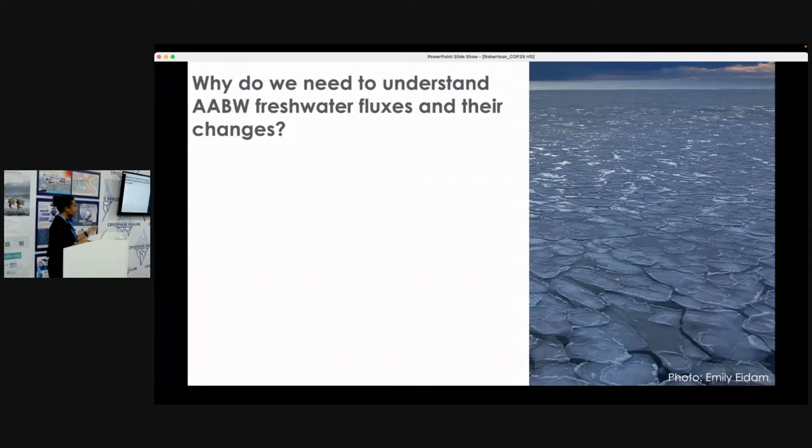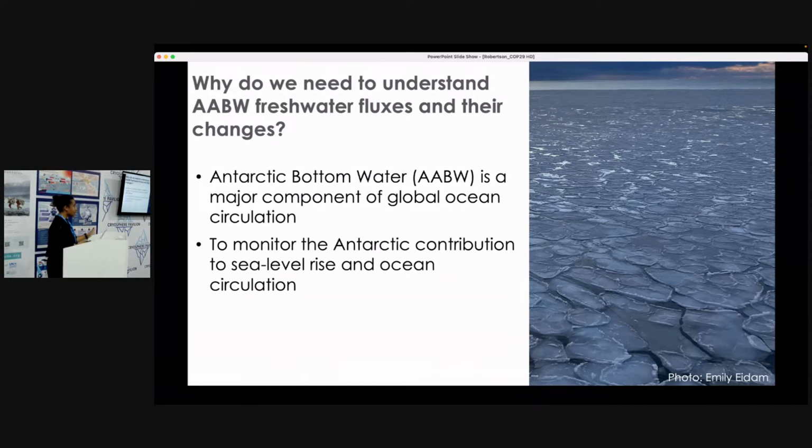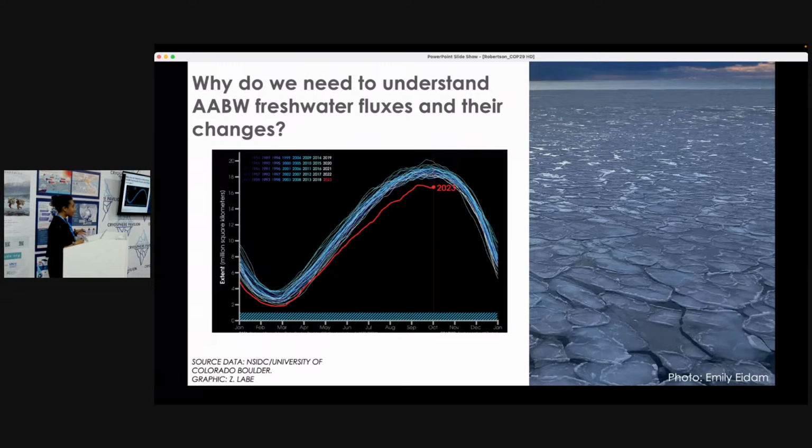So you might be asking, why do we need to understand Antarctic bottom water freshwater fluxes and their changes? One thing is that Antarctic bottom water is a major component of global ocean circulation, and also to monitor the Antarctic contribution to sea level rise and ocean circulation. When I talk about the importance of sea ice processes, glacial melt processes, in terms of influencing the salinity of the Southern Ocean, this is particularly important when we think about rapid declines in sea ice over the years, particularly with this sea ice minimum that we experienced in 2023, which still hasn't recovered.